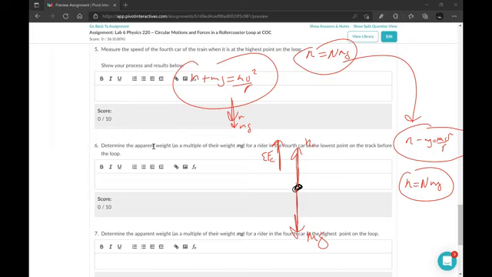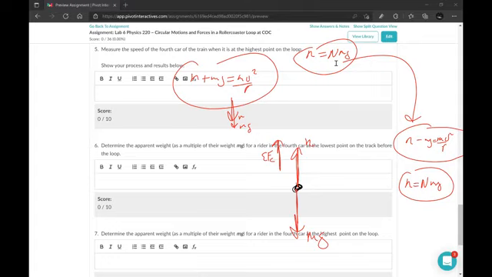And I gave you the equations. The rest, I'm hoping you'll be able to figure out on your own: how to take the equation and represent normal force, which is another way of saying apparent weight, as a multiple of mg.